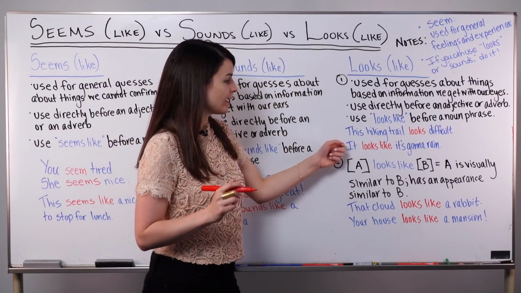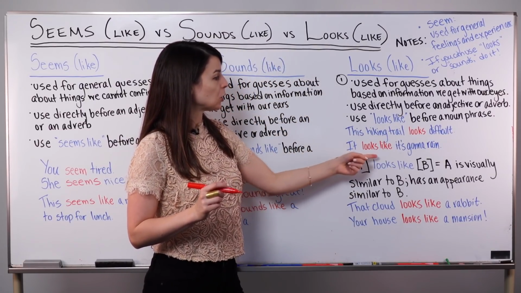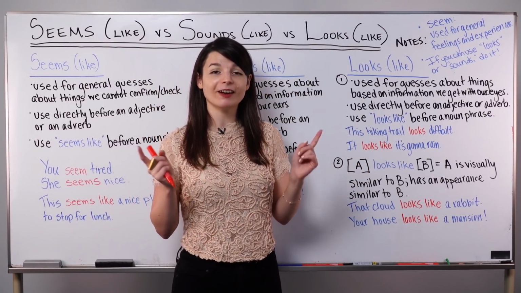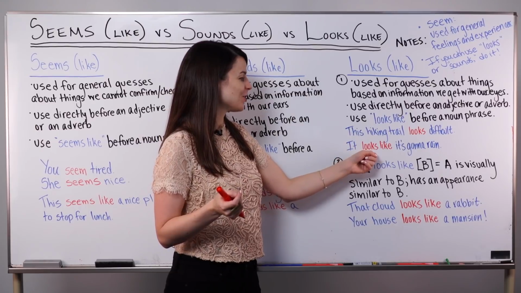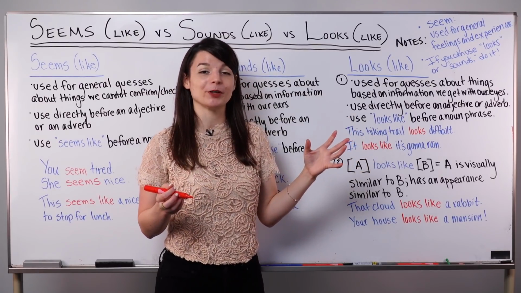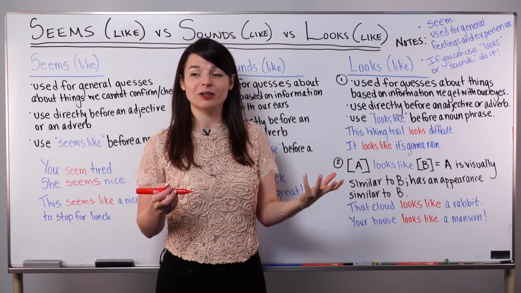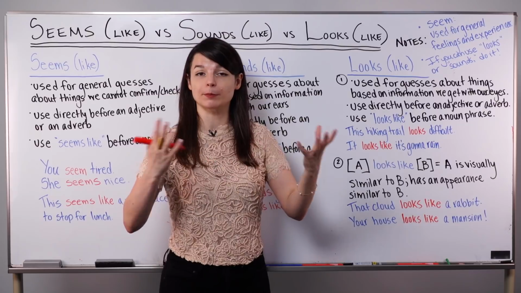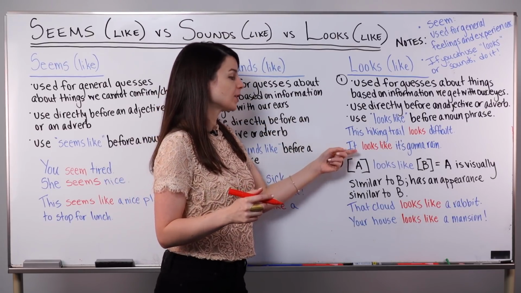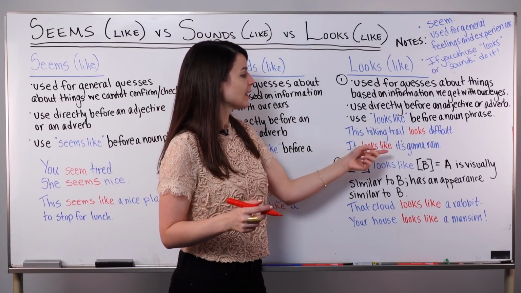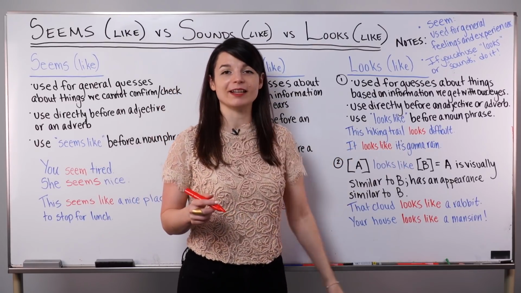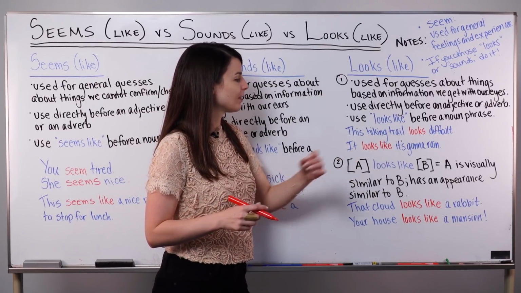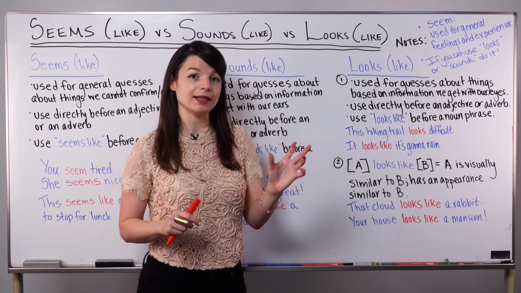Okay. Another example with looks. It looks like it's gonna rain. This is actually a very common way to express a weather prediction. So it looks like it's gonna rain, or it looks like it's gonna snow, or it looks like it's gonna clear up. Clear up means become clear. So we use it to talk about the weather. It looks like it is gonna rain. So rain here is our noun phrase. Looks like is the expression we use. We use like here.